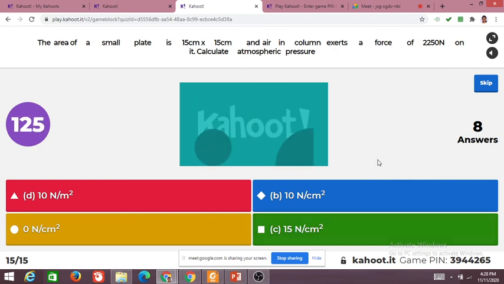So, 8 have answered. Okay, I'll repeat the question. The area of a small plate is 15 into 15 centimeter squared, and air in a column exerts a force of 2250 Newton on it. Calculate atmospheric pressure. 10 Newton per meter squared, 10 Newton per centimeter squared, 0 Newton per centimeter squared, and 15 Newton per centimeter squared. Look at the units also.